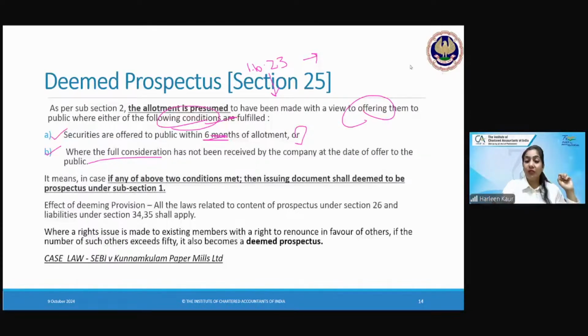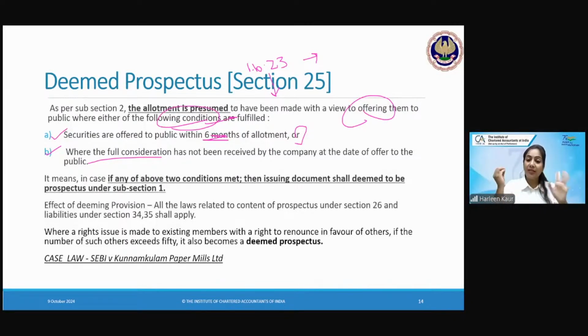Number 1, you have to see that within 6 months of the agreement between the issuing house and the company, allotment of securities has happened. Securities have been offered to the public within 6 months. Then it will be considered that this document which you have used shall be deemed to be a prospectus. Or full consideration has not been received from the date the offer has been made to the public. Then also we'll assume, unless the contrary is proved. So you have to prove the contrary. If you don't want it to be a deemed prospectus, the company has to prove that these 2 points were not there.